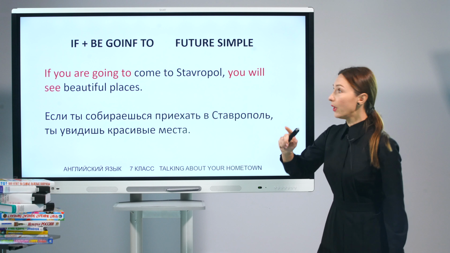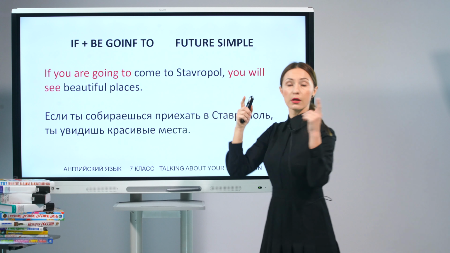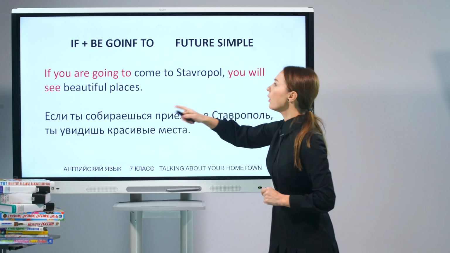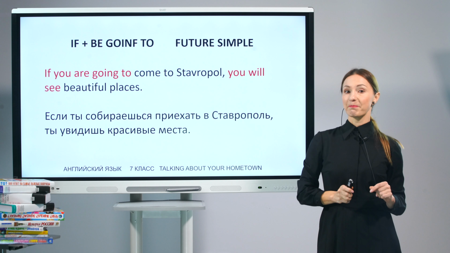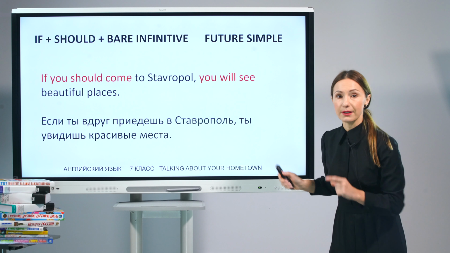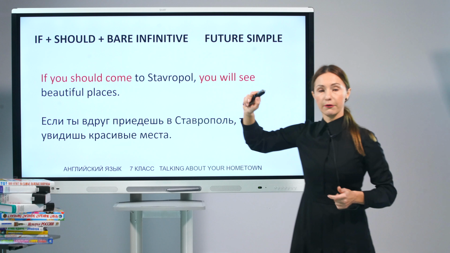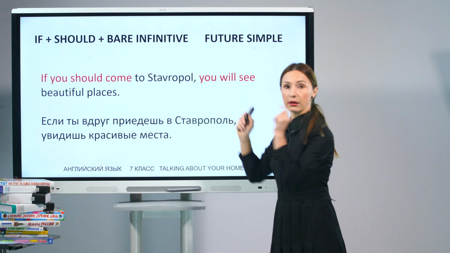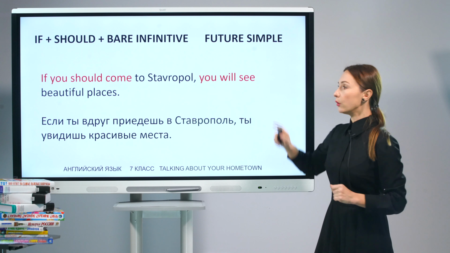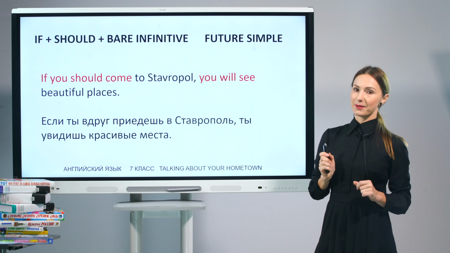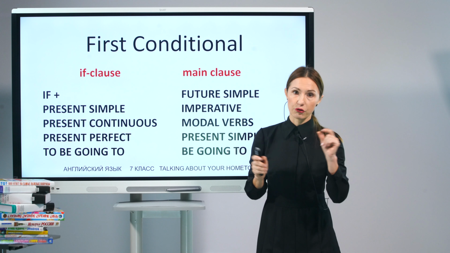Is it interesting? Okay, very good. And after, we have to change this part one more time. We can use to be going to. So we'll read it together. If you are going to come to Stavropol, you will see beautiful places. Good, guys. And one more example: should and infinitive. In the first part, read it together. If you should come to Stavropol, you will see beautiful places. Good.